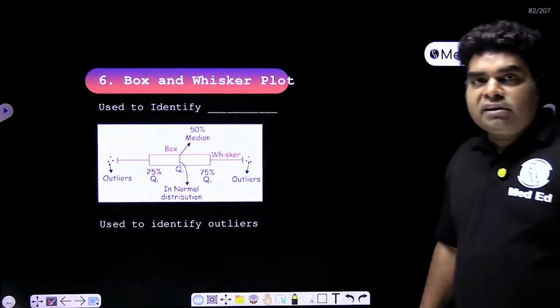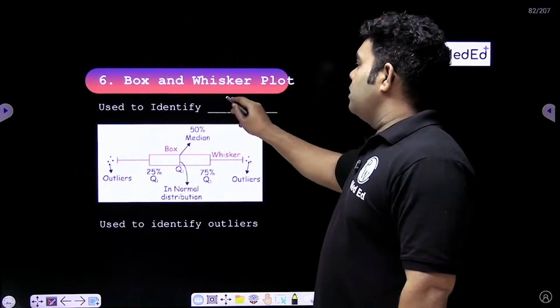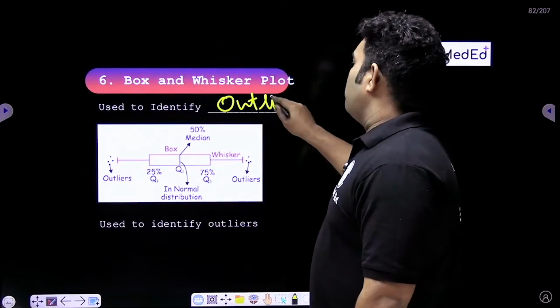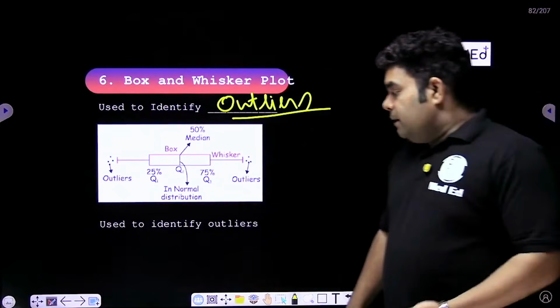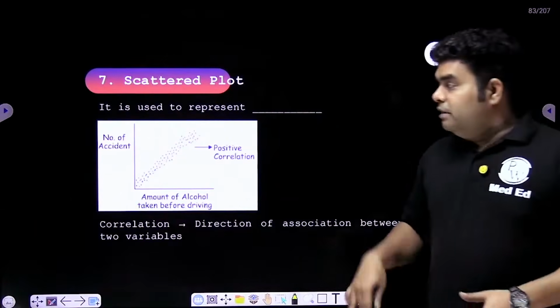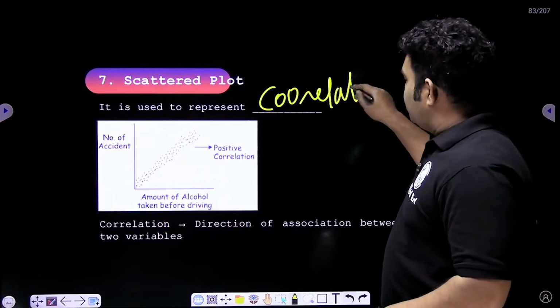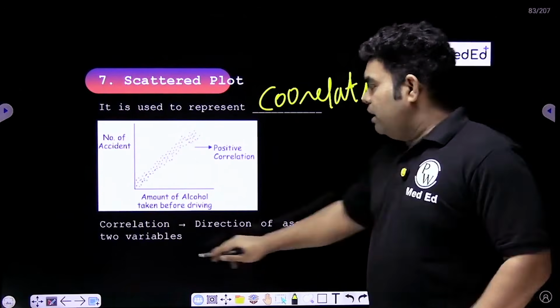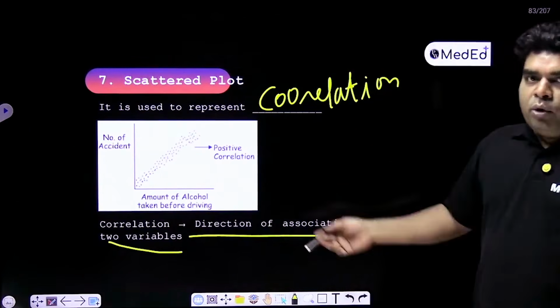Then we have the box and whisker plot, which I just discussed in the skewed curve part. What is the use of box and whisker plot? Box and whisker plot identifies outliers, the extreme values. Then the next plot is a scatter plot. This scatter plot is used to represent correlation, the direction. And what is correlation? Correlation is the direction of association between two variables. We just read about it.